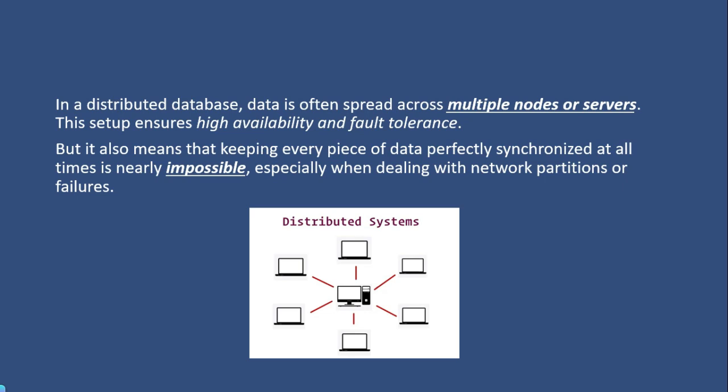It also means that keeping every piece of data perfectly synchronized at all times is nearly impossible. Because region 1 and region 2 are there, suppose you have updated something and it goes to region 1, and from region 1 it has to sync to region 2. There can be a delay in that sync. That is basically called eventual consistency. Your data will be consistent, but eventually, after some time, in a distributed system.